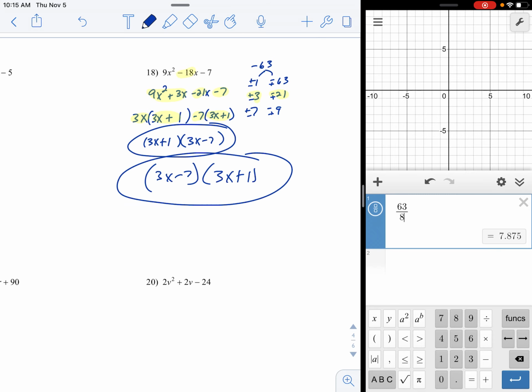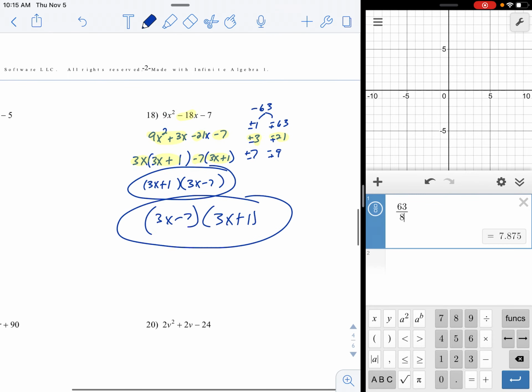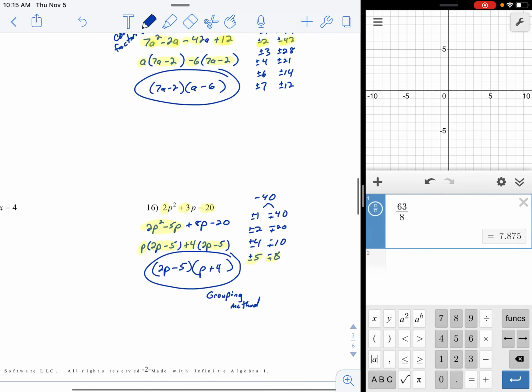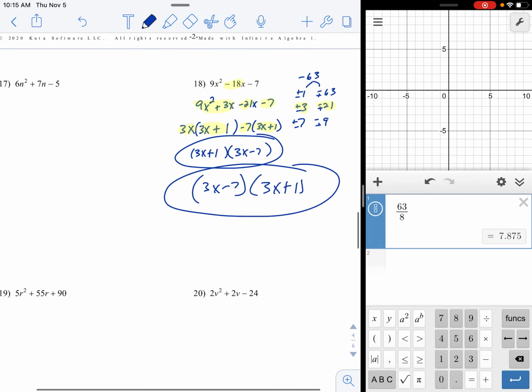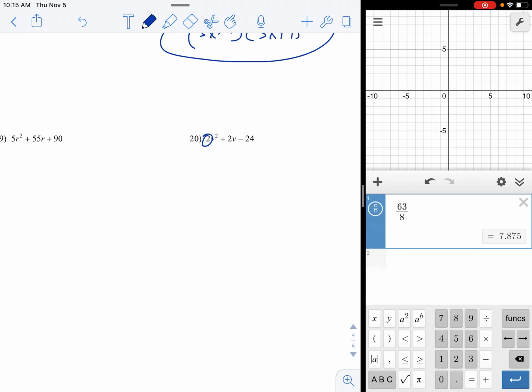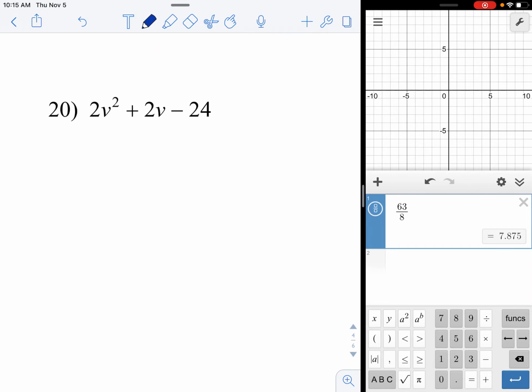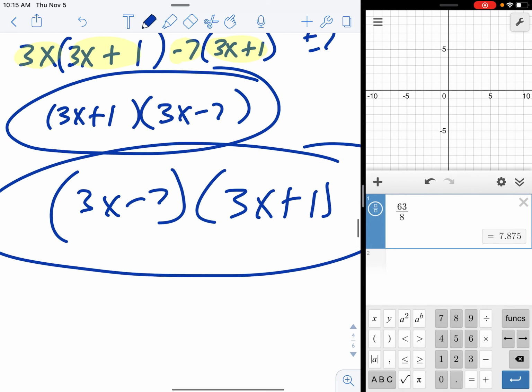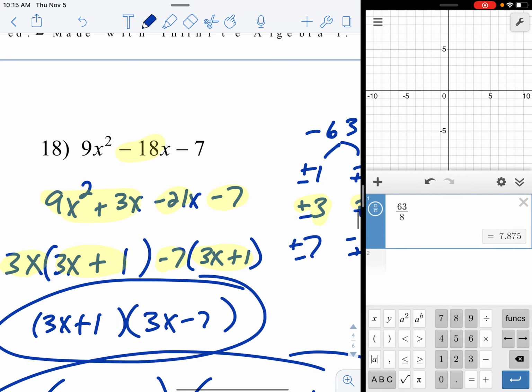Okay, number 20 is our last one. And it looks a lot like 18 and 16 and 14, right? It's got a lead coefficient. So do we have to do this method to it? Well, we could, but I want to point something out. If you look at all three terms, they're all divisible by 2. They share a common factor. That was not the case in the previous problem.